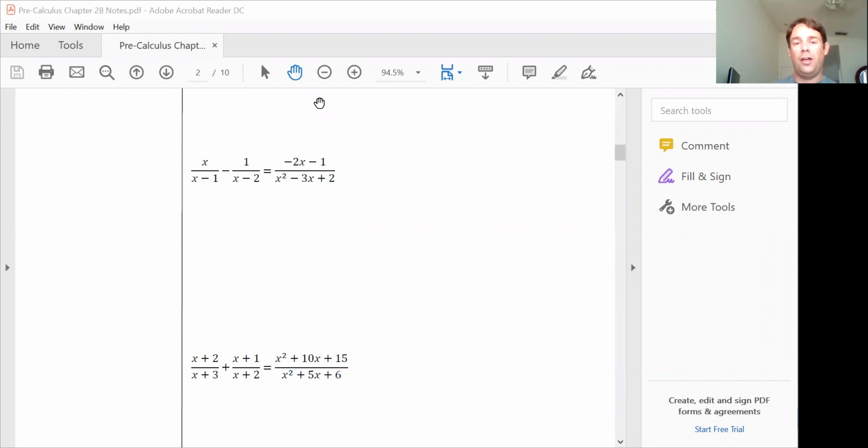What values can x not be equal to? So we're going to go through and factor everything. I see that I have an x minus 1 in my denominator, x minus 2 in my denominator, and if I factor this other quadratic, I get x minus 2 and x minus 1. So I have two factors in. Those are the factors I'm going to use to tell me what x can't be equal to.